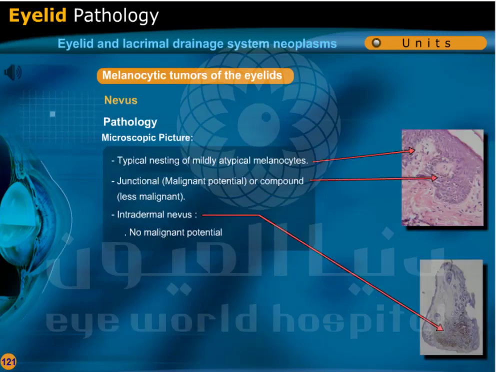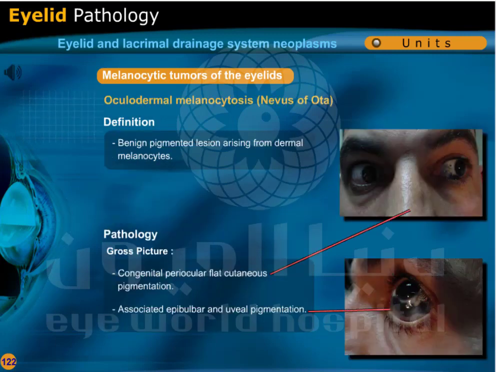Microscopically, there is typical nesting of mildly atypical melanocytes. The junctional type shows malignant potential, whereas the compound type is less malignant and the intradermal nevus shows no malignant potential. Oculodermal melanocytosis or nevus of Ota.